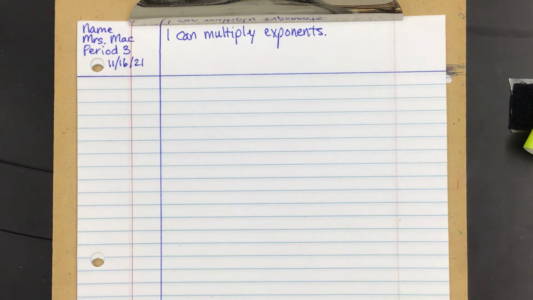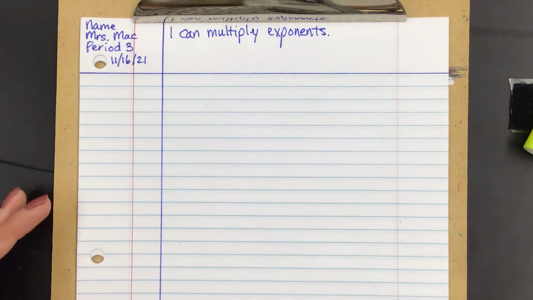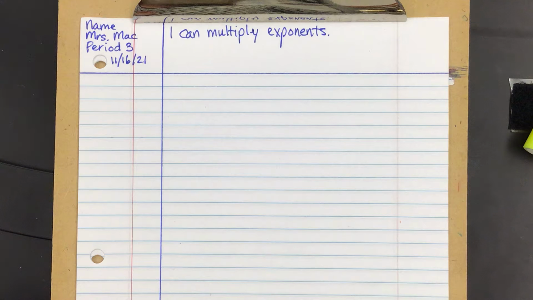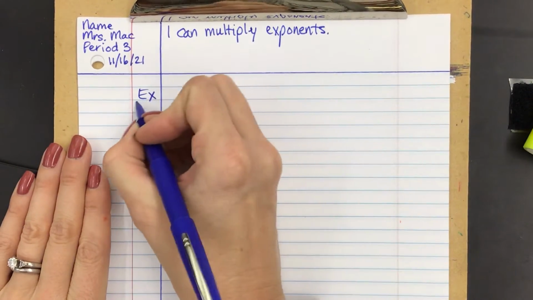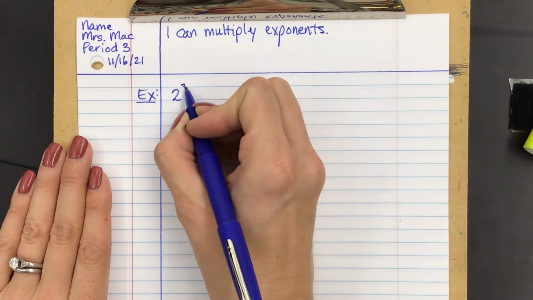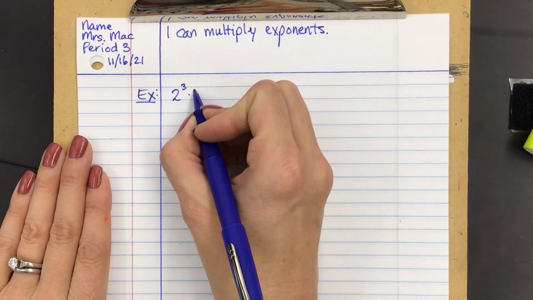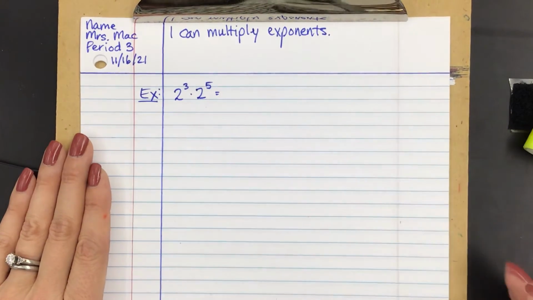All right, let's get started. Okay, I feel like the best way to learn how to do this is just to jump right in. So we're going to start with an example, okay? And then we'll add some notes in as we go through. So problems that we're looking at today are when you have a power times a power, okay?